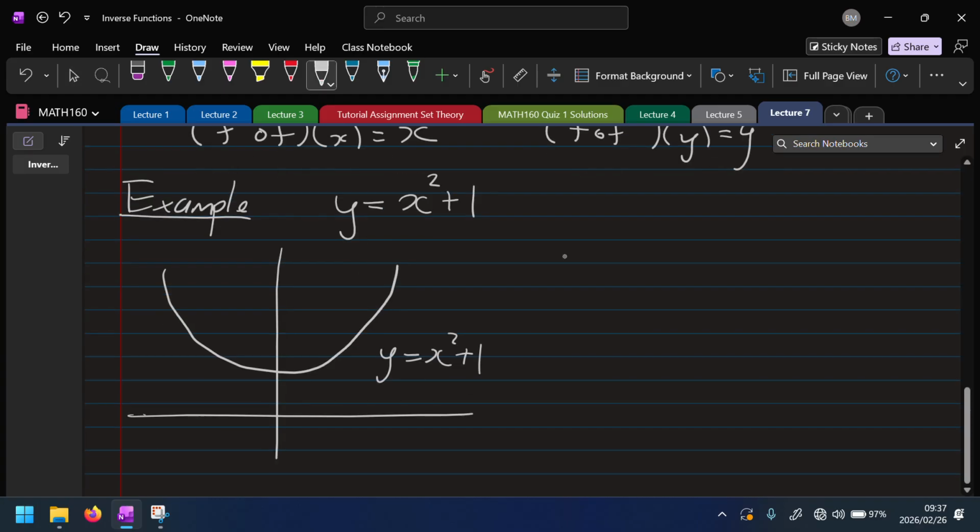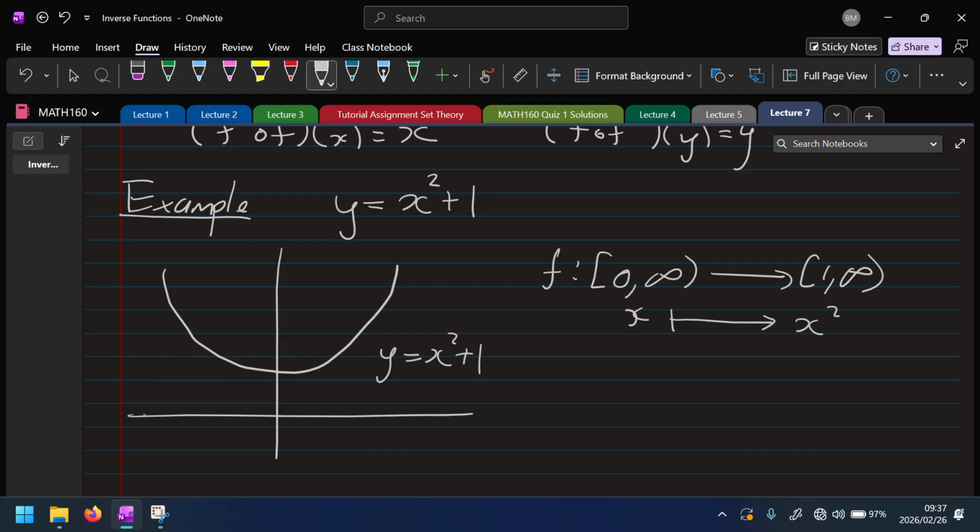So I'm going to define the function f only on that positive side. Okay, so what should the codomain be for this to be surjective? For it to be surjective, the codomain must be equal to the range. So what's the range? 1 to infinity. Good. And we're going to send x to x squared plus 1.